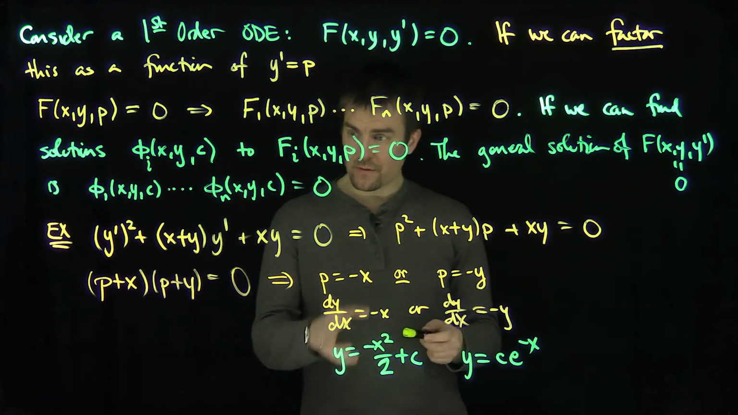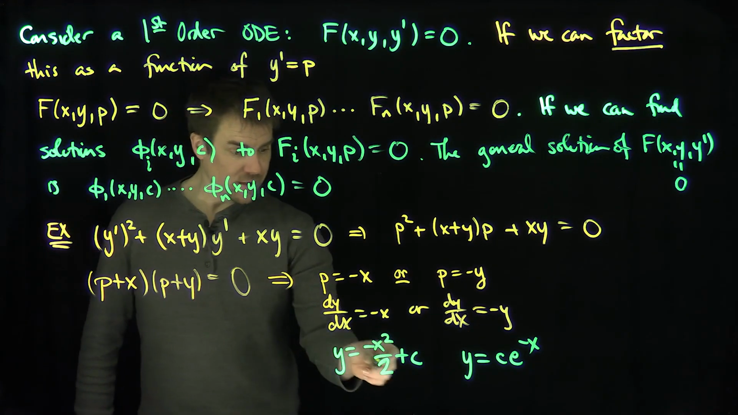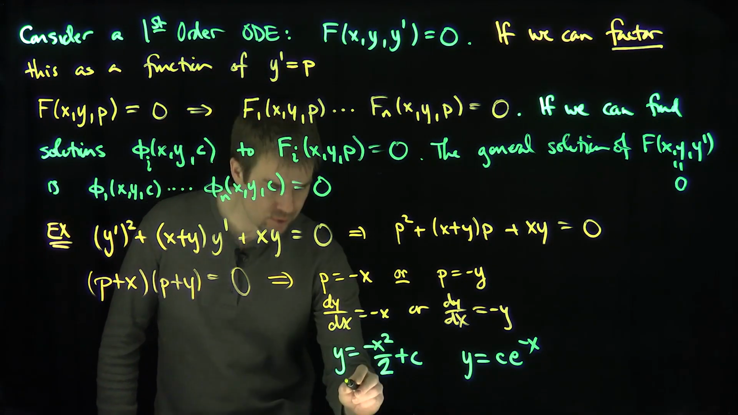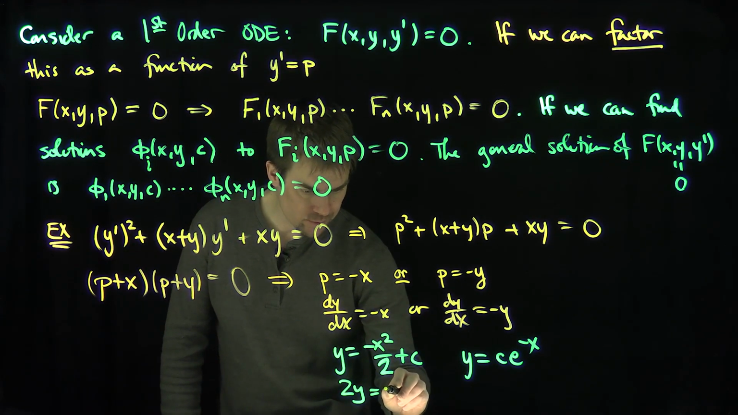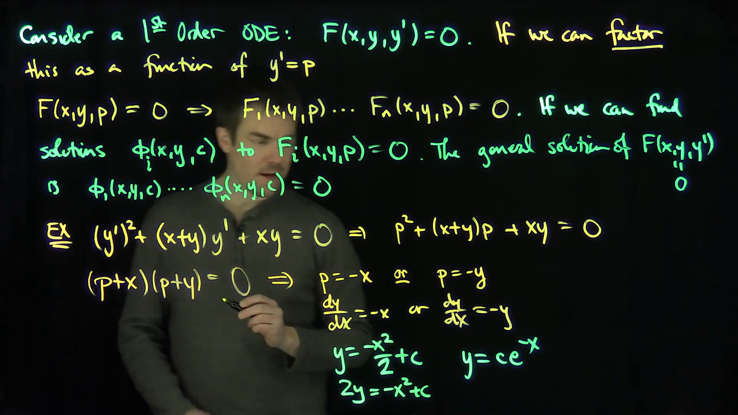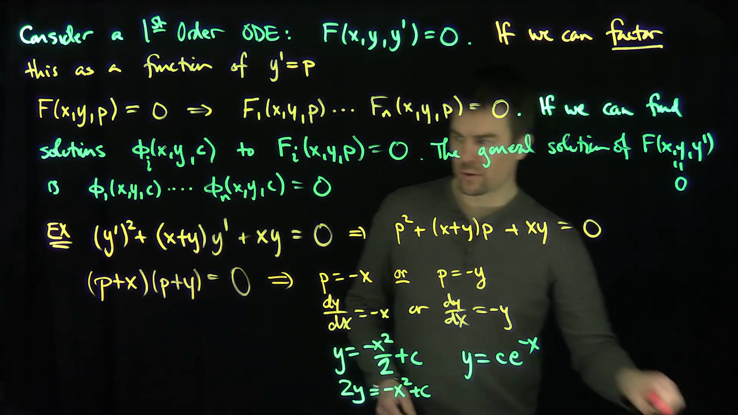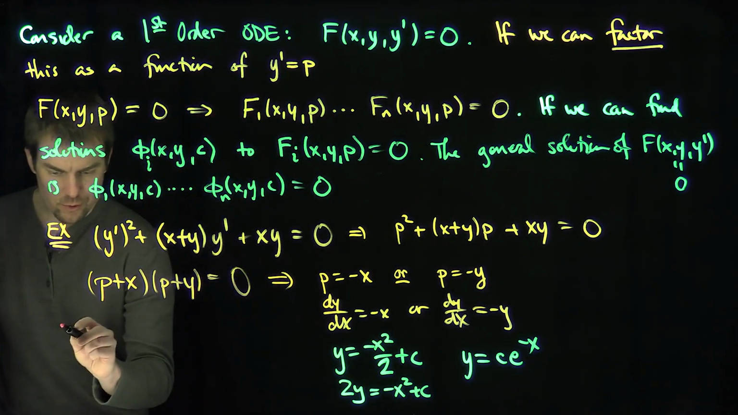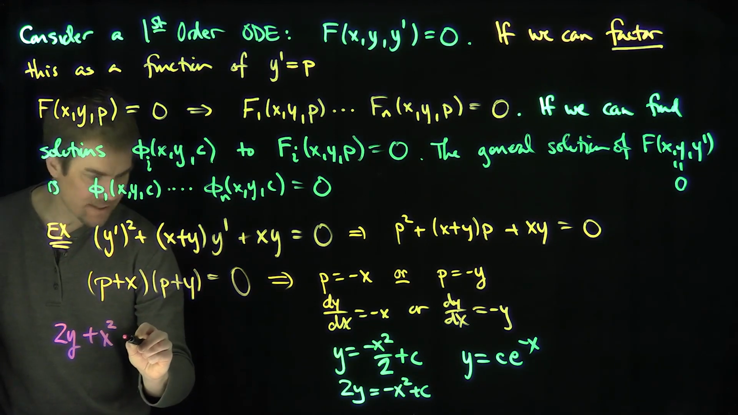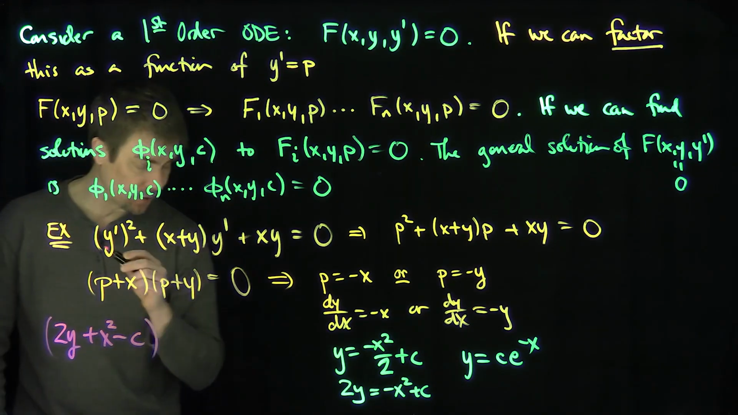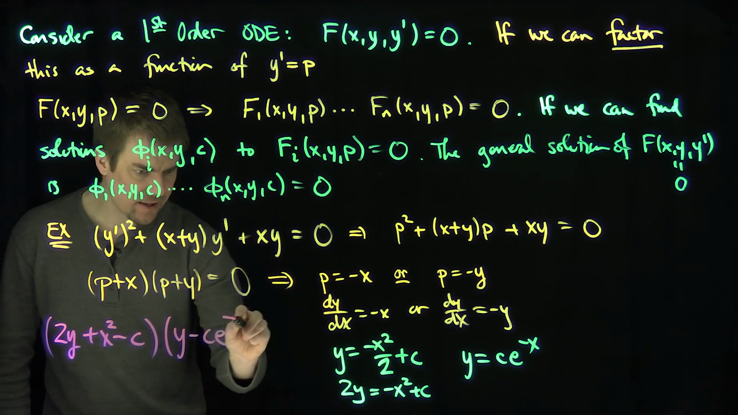And now I set each of the factors equal to 0. The first factor is y plus x squared over 2 plus c, and in fact, we can multiply by 2 to make it look a little bit nicer: 2y is equal to negative x squared plus c. So what's our general solution to this problem? The general solution is going to be 2y plus x squared minus c. That was the first factor set equal to 0. And the second factor is y minus c e to the negative x.